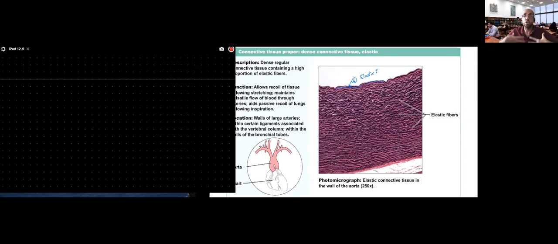Like where? Like in your lungs. Where specifically in my lungs? In the bronchial tubes. In the bronchial tubes, I need to expand, I need to recoil, I need to expand, I need to recoil to regulate the amount of air that travels in. Like what you're saying here, large arteries, exactly. Why large arteries?